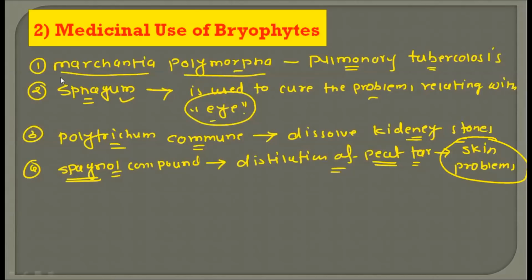You should carefully remember the names of the plants. All right, that is the Marchantia polymorpha, then sphagnum, then Polytrichum commune, which are used as medicinal bryophytes. Again, in a special mention, you have to remember about the sphagnol compound. This sphagnol compound is produced from the peat tar and useful in the skin problems. All right, so these are the medicinal uses of the bryophytes.